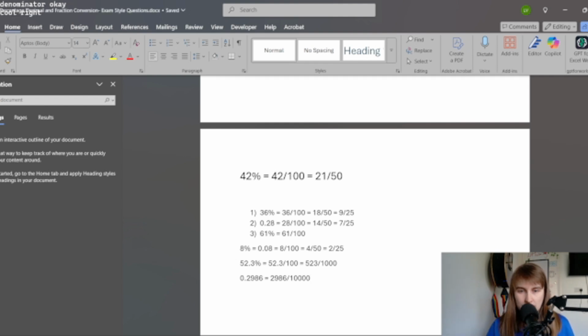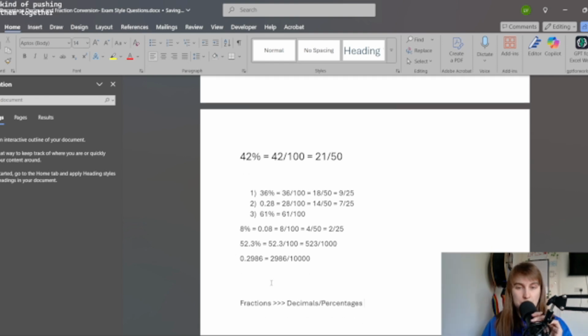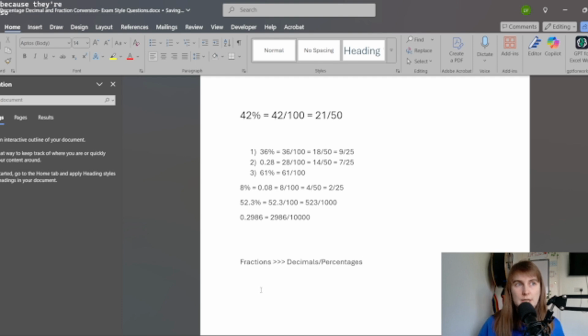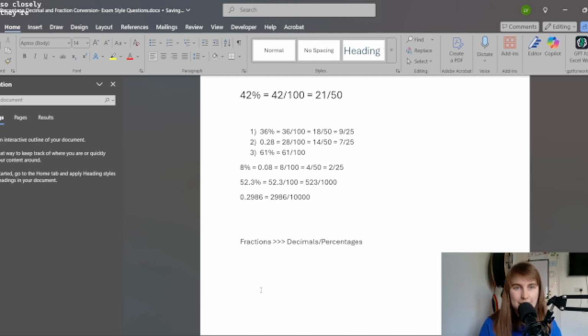Right, now we're going to have a look at decimals and percentages. I'm kind of pushing them together here, decimals and percentages, because they're almost exactly the same thing. You use the same digits, and the conversion between them is so simple.